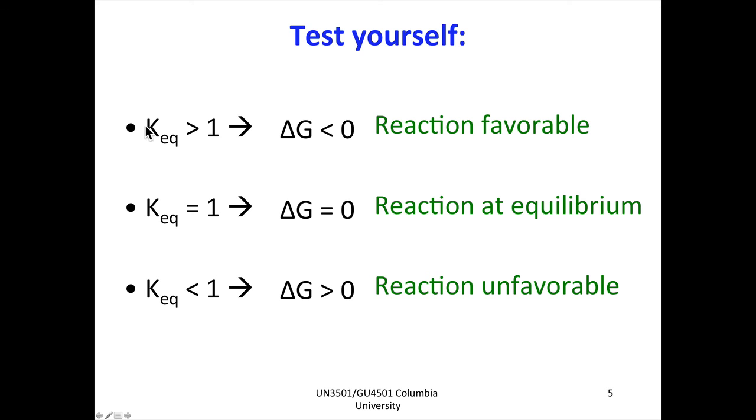So again, equilibrium constant greater than 1, a negative delta G value, and the reaction's favorable and spontaneous. Equilibrium constant equal to 1, delta G is 0, the reaction's at equilibrium. If we have an equilibrium constant less than 1, it's an unfavorable reaction with a positive delta G.